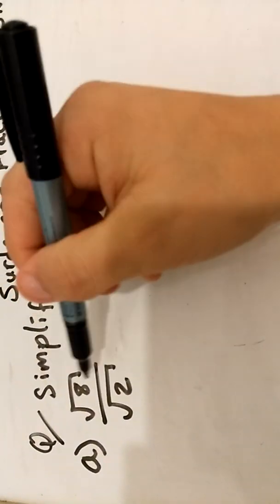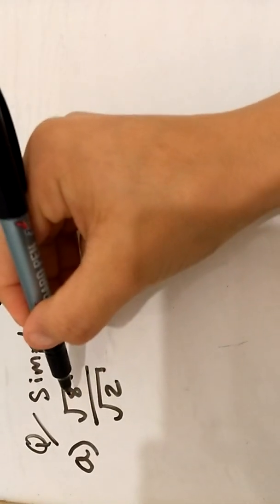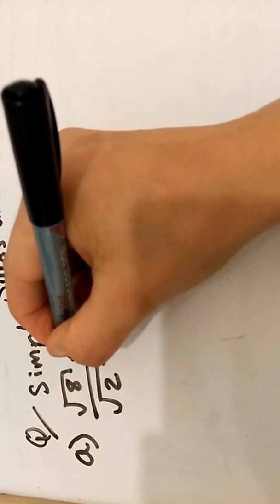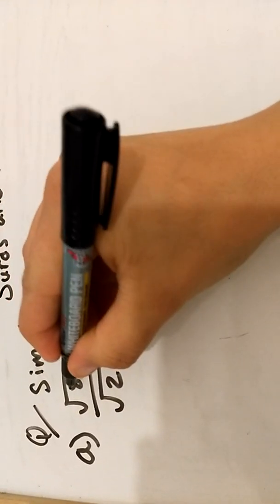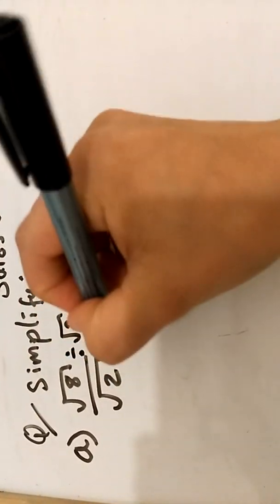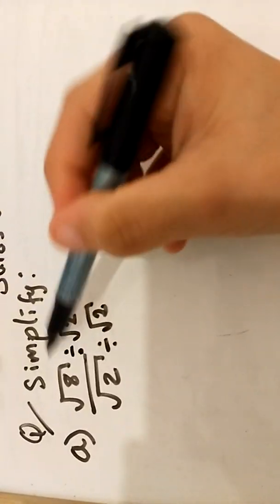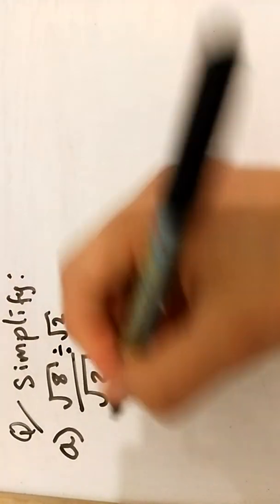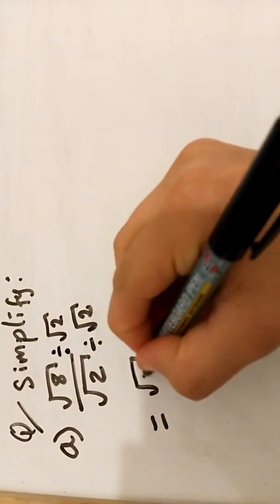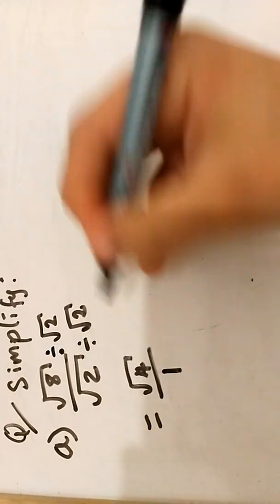So we follow the same rules as the rules of fractions. We've got 8 and 2 and they are both under a root. So what we could do is divide root 8 by root 2 and also divide root 2 by root 2. So it's just like finding the common factor. Same rules as fractions. Root 8 divided by root 2, that will give us root 4. Root 2 divided by root 2 is just 1.